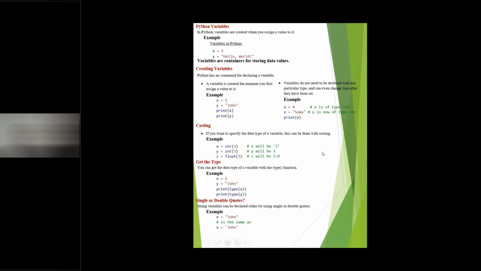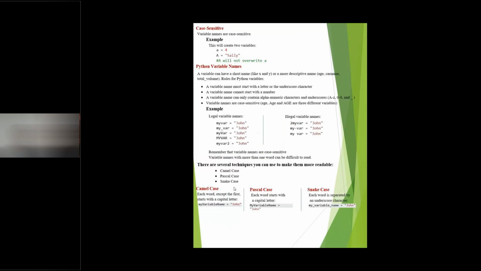Likewise, we can check the data type of a variable by using the type function. And as I told you, single or double quotes can be used to declare a string variable. See examples here: x is equal to "John" in double quotes and x is equal to 'John' in single quotes. Both are the same. There is no difference in Python. You can use any one.